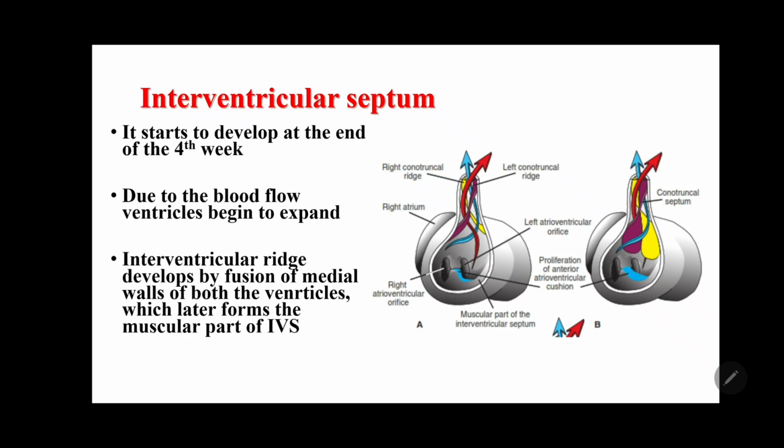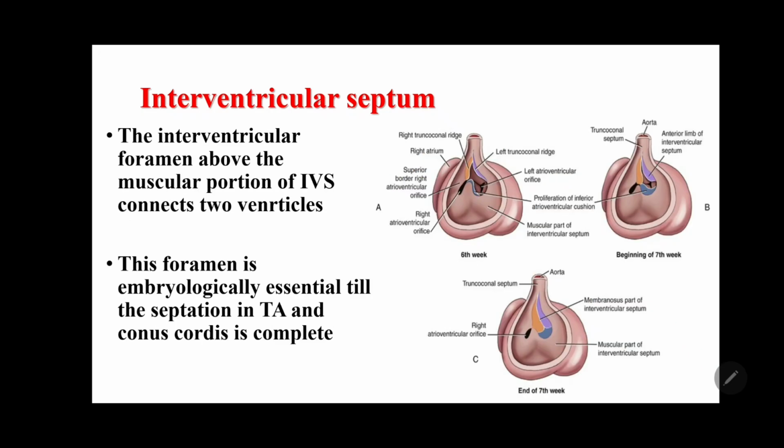This interventricular septum divides the primitive ventricle into right and left ventricles, and it happens due to the blood flow, because as the blood flows from atria to ventricles, they begin to expand, and there is development of interventricular ridges. Here you can see the development of an interventricular ridge. Soon it will develop into a primitive muscular interventricular septum. And there is an interventricular foramen between the left ventricle and right ventricle.